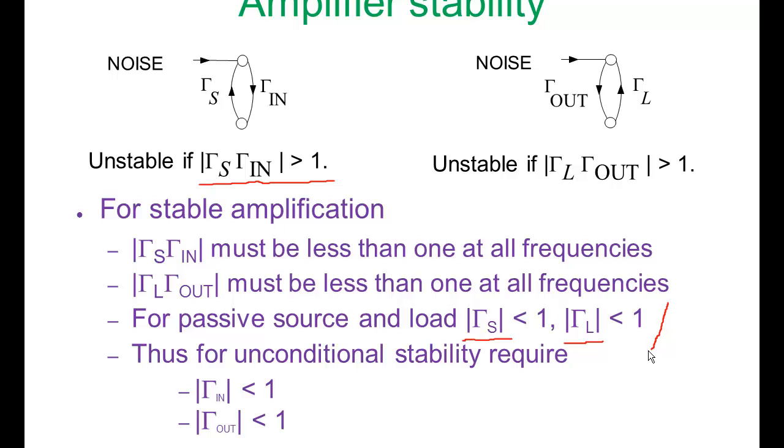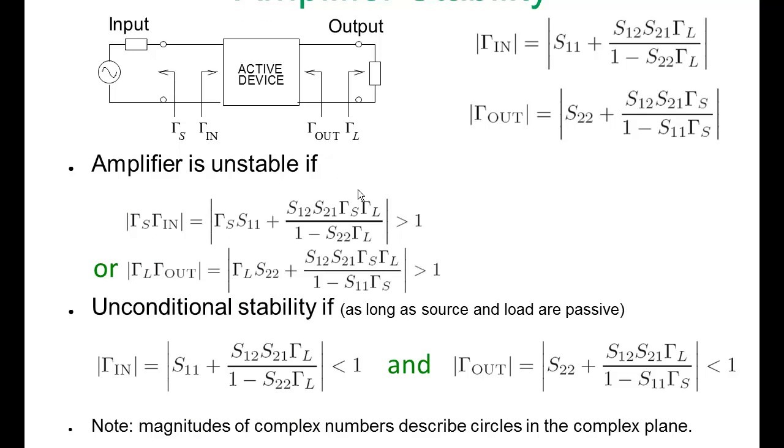So if the magnitude of gamma S is less than 1 and the magnitude of gamma L is less than 1, the criterion for stability requires that the magnitude of the input reflection coefficient be less than 1 and the magnitude of the output reflection coefficient be less than 1. So have a look at our amplifier again. We have an active device here which has S parameters, and we can express gamma in in terms of the S parameters of the active device and gamma out. And here is our expression here.